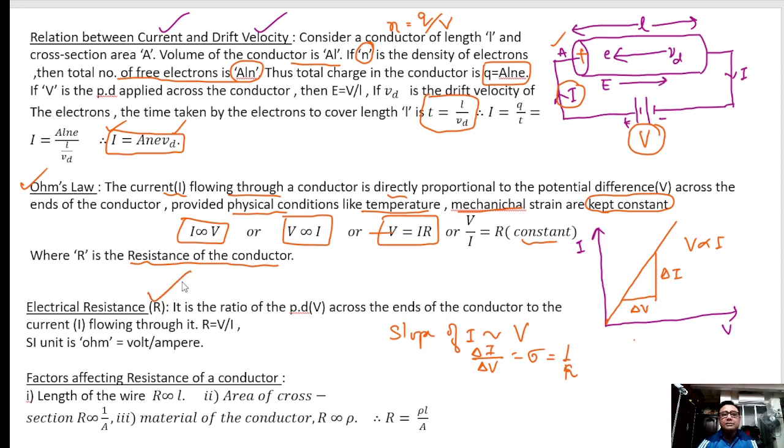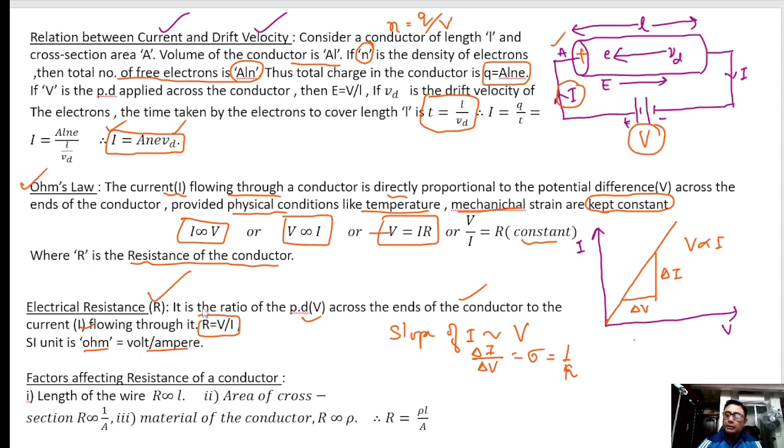Now, electrical resistance is what? Resistance is the ratio of the potential difference across the ends of the conductor to the current flowing through it. This is the formula for the resistance. The SI unit is ohm, or volt per ampere.